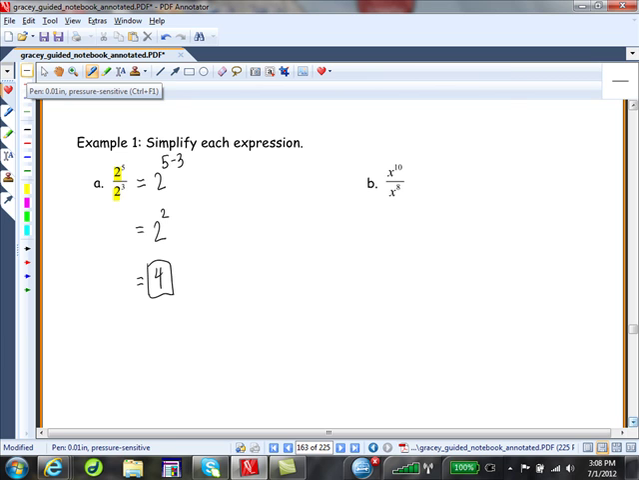Okay, so next up, do we have the same base? Well, the bases are each x, so yes. Therefore, we can write this as x raised to the 10 minus 8, which is x squared. Now we do not know what x is, so therefore we're done. X squared is our result.